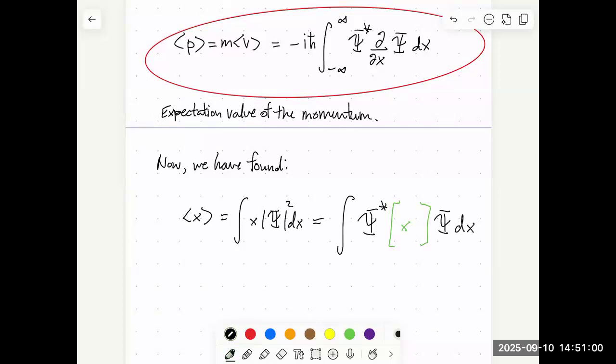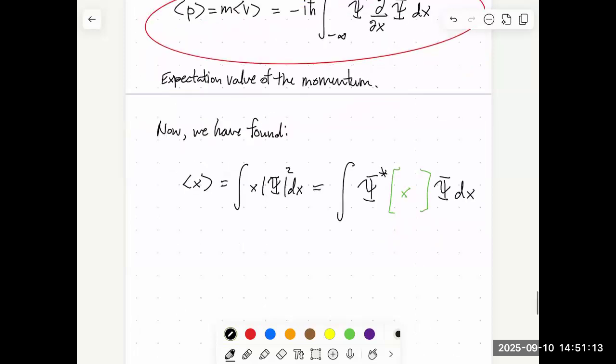So that's the same thing, right? I can move this x around, and these are still going to collapse into each other and give the square of the wave function. It's just written in a way that's going to be suggestive in just a second. The other thing we have found is that the momentum is minus i h bar, integral from minus infinity to infinity.